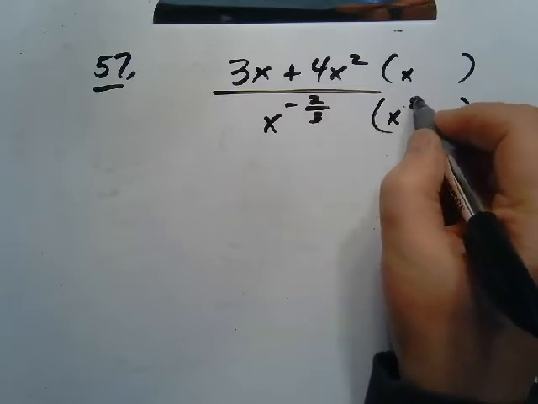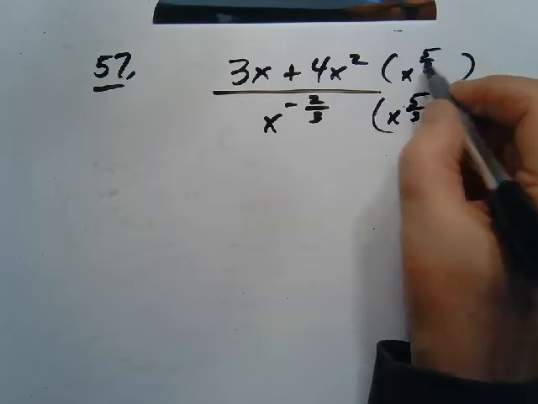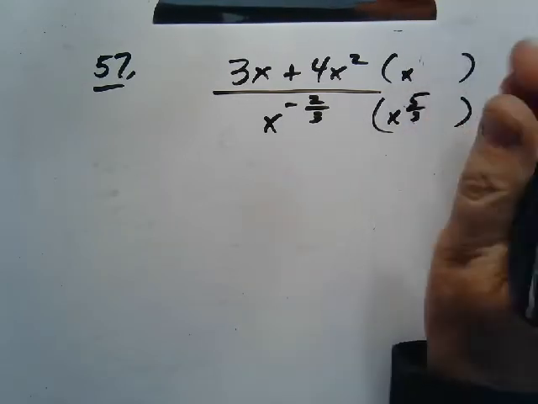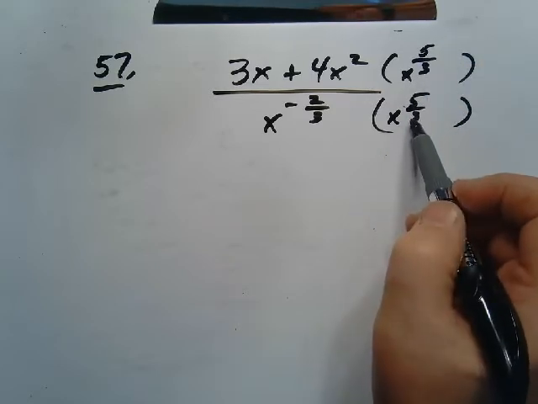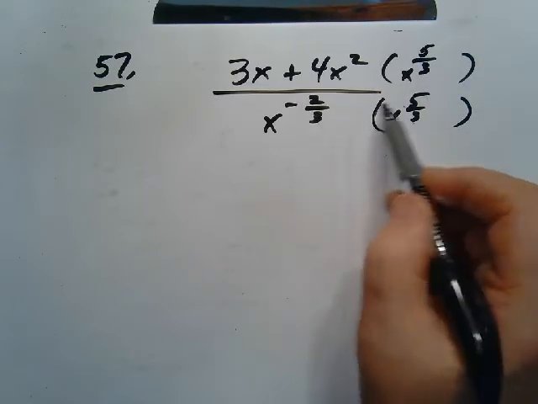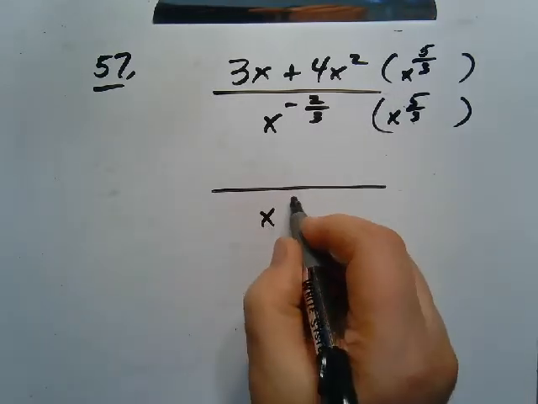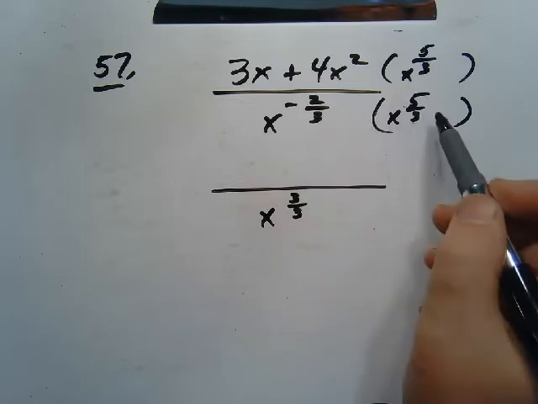Let's call this 5/3. X to the 5/3. Okay? X to the 5/3. That's 5/3 there. Okay? Now why did I pick 5/3? Because 5/3 plus a negative 2/3 is 3/3. It's a whole number. So the denominator is x to the 3/3. Again, remember, you're adding exponents here.